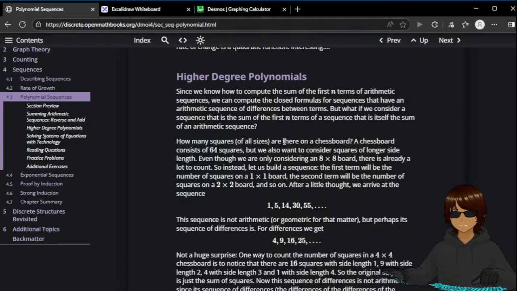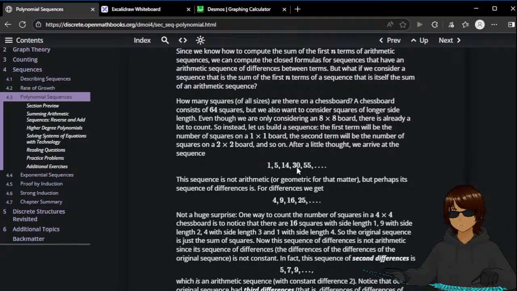How many squares are there on a chessboard? A chessboard consists of 64 squares, but we also want to consider squares of longer side length. Even though we are only considering an 8 by 8 board, there is already a lot to count. So instead, let us build a sequence. The first term will be the number of squares on a 1 by 1 board. The second term will be the number of squares on a 2 by 2 board, and so on. The sequence is 1, 5, 14, 30, 55. It is not arithmetic, and the differences are 4, 9, 16, 25.